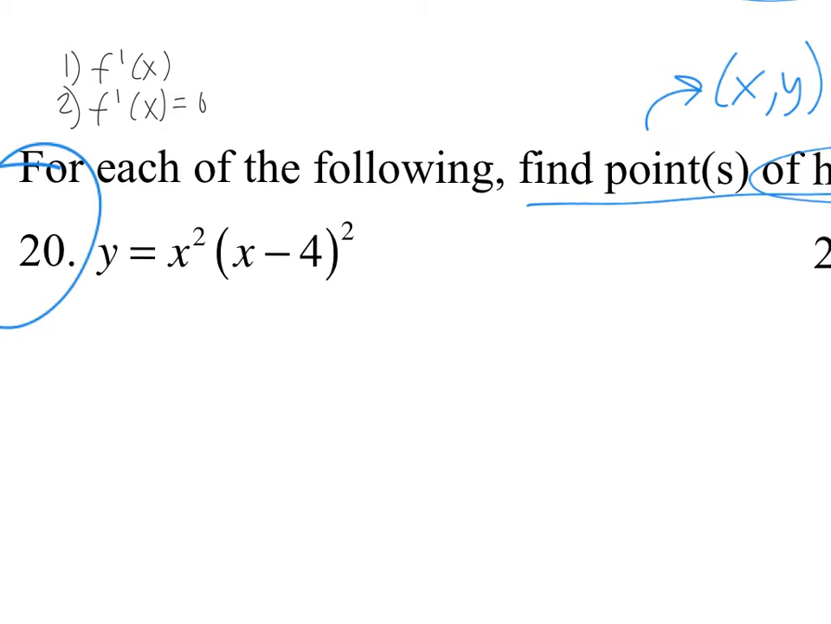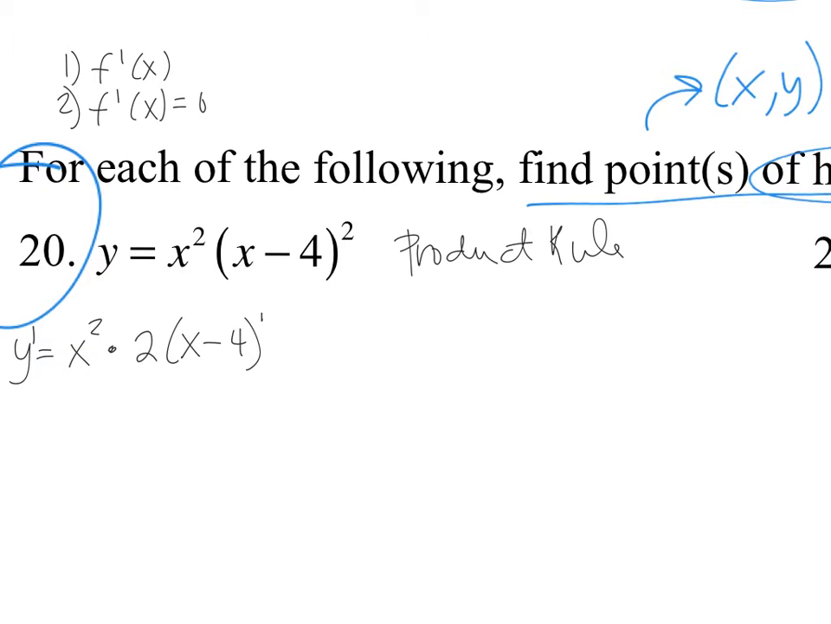So to find f prime of x for number 20, we are going to be doing the product rule, because it's either a product, a power, or a quotient, and this is a product. So y prime is equal to the first times the derivative of the second, which is 2x times (x minus 4) raised to the first power times our d stuff, which is 1. And we don't need to write that because it's just 1. So first times derivative of the second plus the second times derivative of the first.